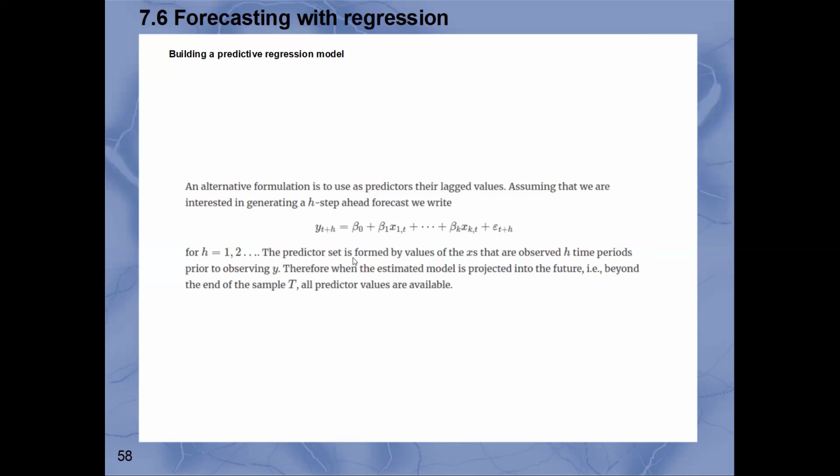And the predictor set is formed by the values of x chosen that are observed h time periods prior to observing y. So therefore, the estimated model is projected into the future beyond the end of the sample T, and all the predictor values are available.